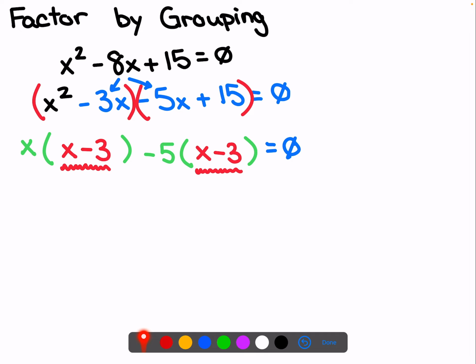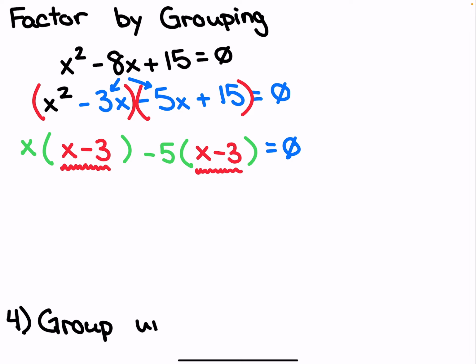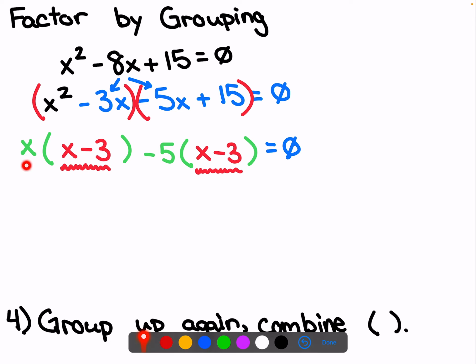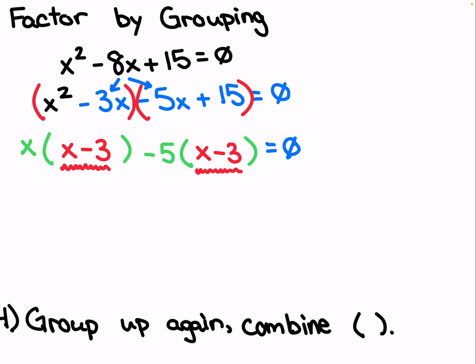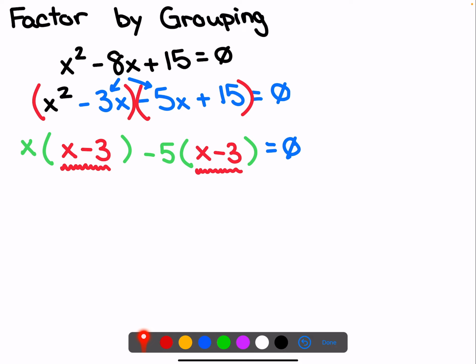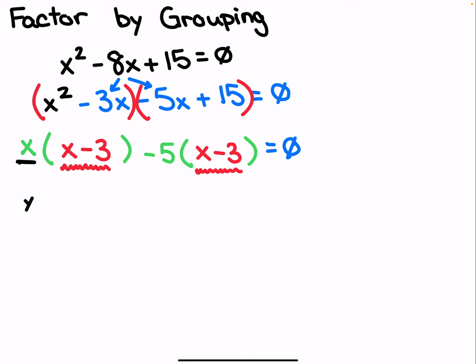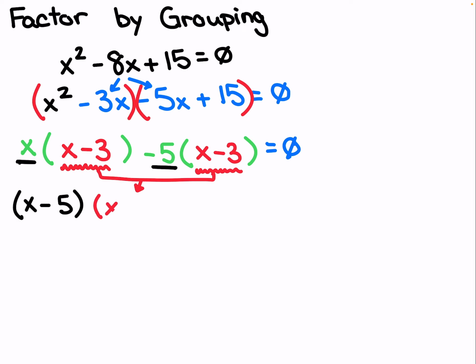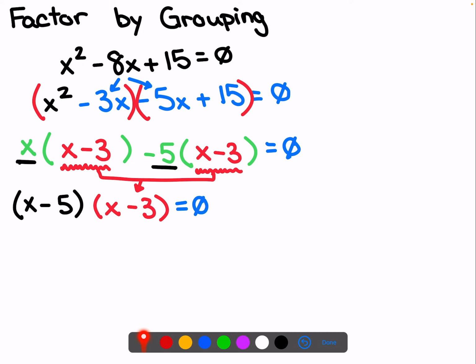So at this point, now that we are on the right track because we factored out correctly, we're going to group up again. This time, I'm grouping up anything that is on the outside of the parentheses, that gets its own parentheses, and I'm also combining my parentheses that we currently have, x minus 3 and x minus 3. So that gives me x minus 5 times x minus 3 equals 0.